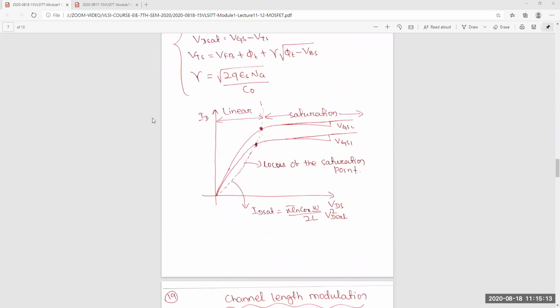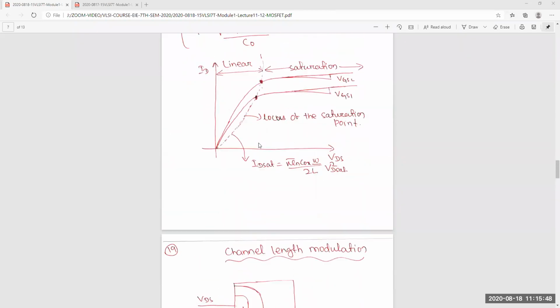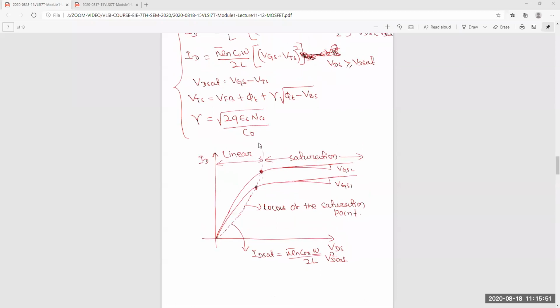And this is your final curve. This part is linear, and after these points it's saturation. This is the locus of the saturation points, and this is the slope actually. We'll discuss how it is changing. Already we have discussed qualitatively the channel length modulation. For different voltages the slope will change. Any doubt?